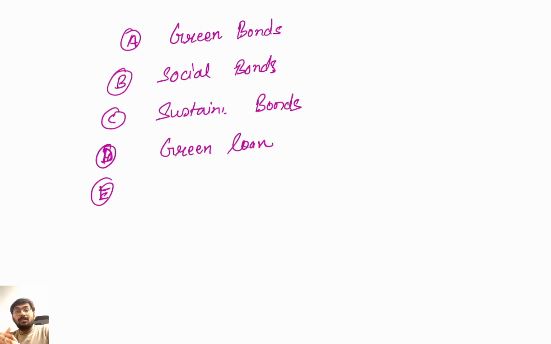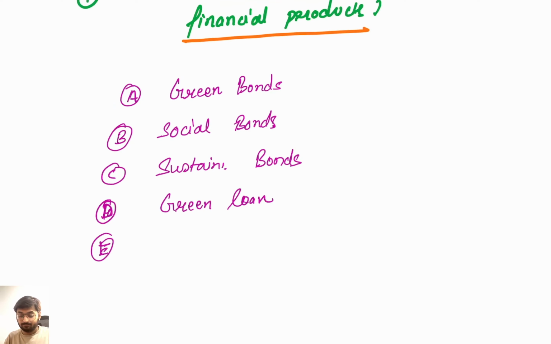When I say green bonds, basically bonds means what? You are giving the loan. Now these green bonds are basically raised and used for environmental projects, like building solar plants or cleaning a river. Clear? So they are labeled as green, and their usage is also basically ring fenced.